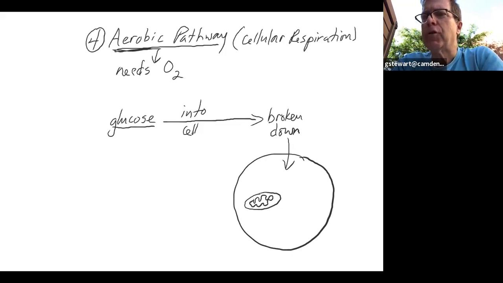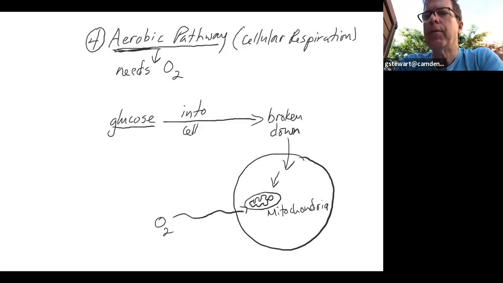That broken down sugar goes to the mitochondria, and the oxygen molecules that we breathe also go to the mitochondria. So we have an energy source and oxygen. They both end up in the mitochondria. Now, in the presence of oxygen, our cells can make a lot more ATP.